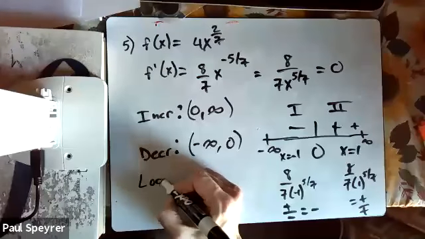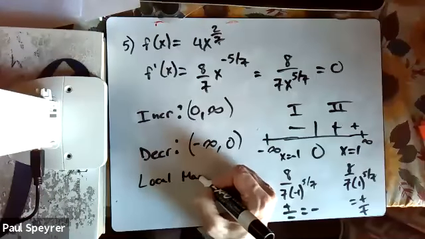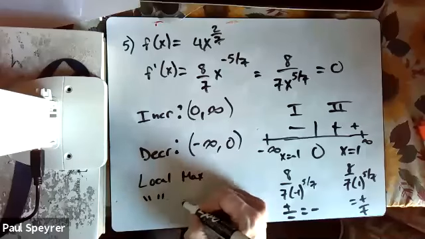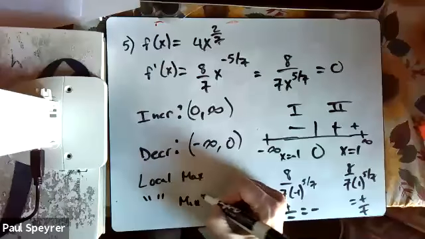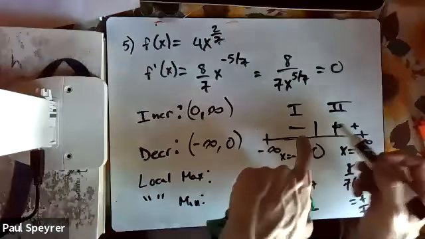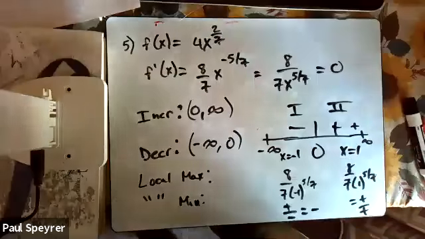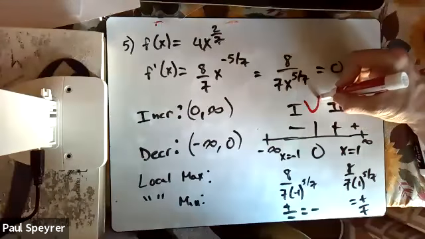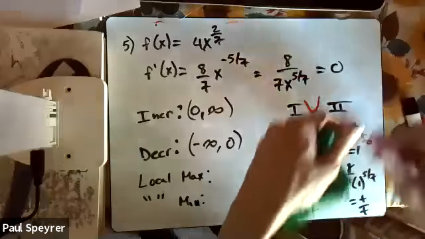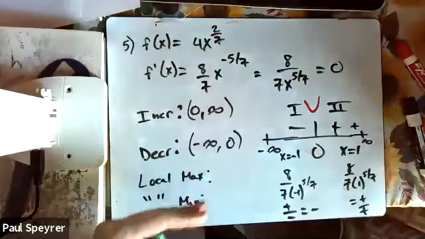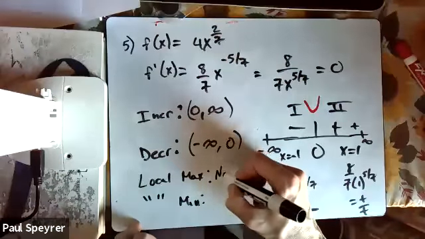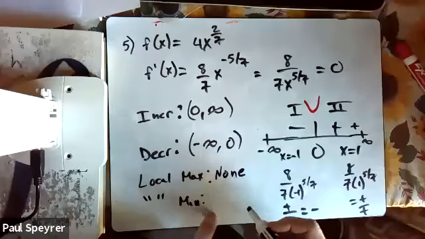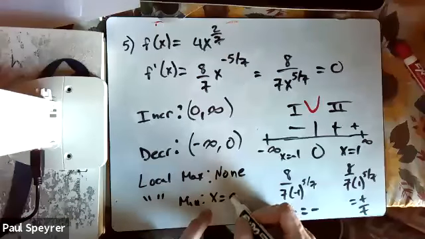Local max or min. Well, look at this hump, right? Negative to positive. What does that mean? It's going like this. We don't have an upward hump, a hump opening up, so there's no local max. But there's a local min right at x equals 0.